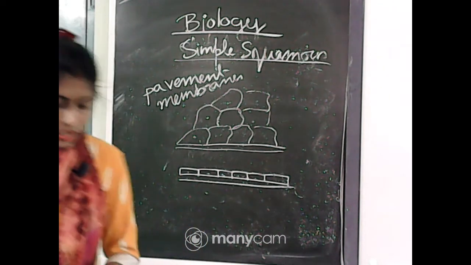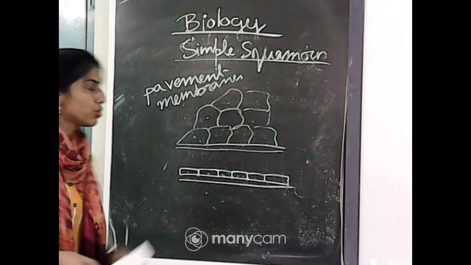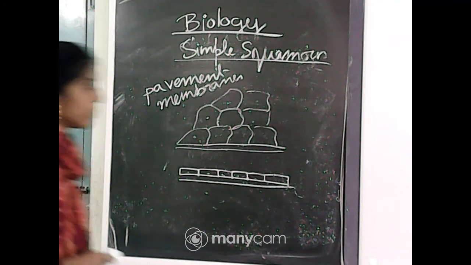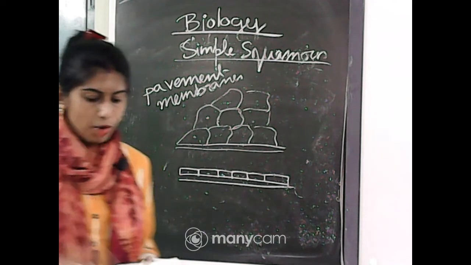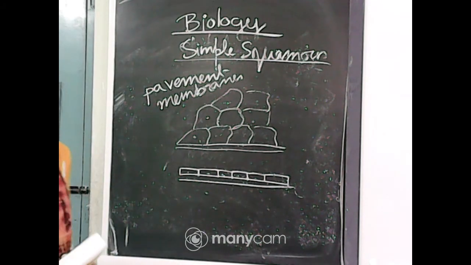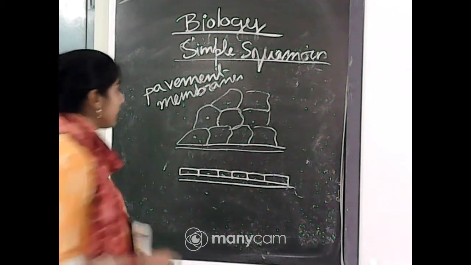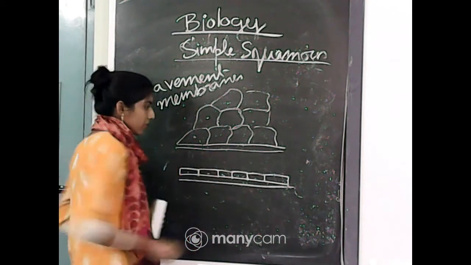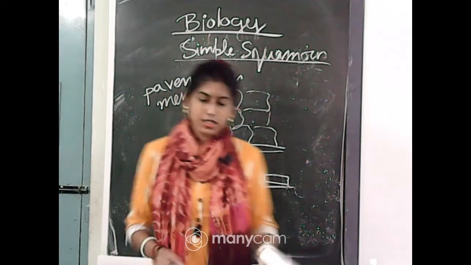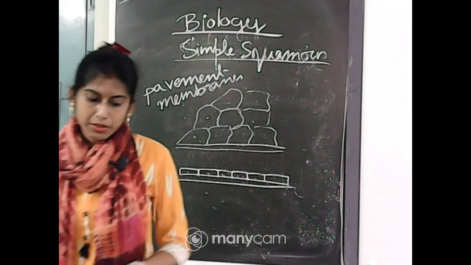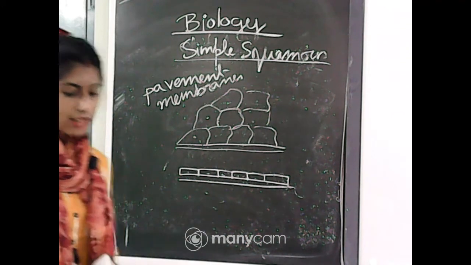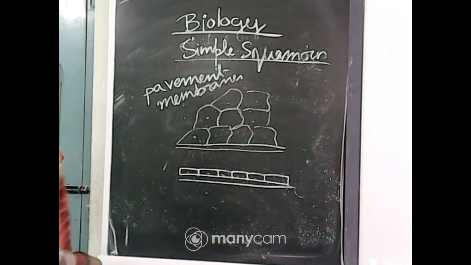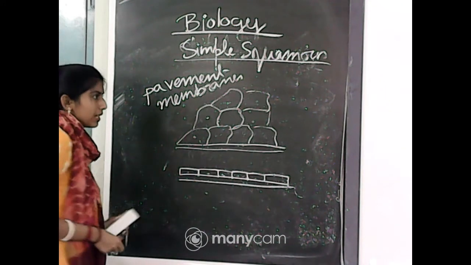And where can squamous epithelial tissues be found? Squamous epithelial tissues can be found in many places, like the walls of the blood vessels and the air sacs of the lungs. They have diffusible boundaries by which diffusion takes place. So the locations of simple squamous epithelial tissue are the walls of blood vessels and the air sacs of the lungs.